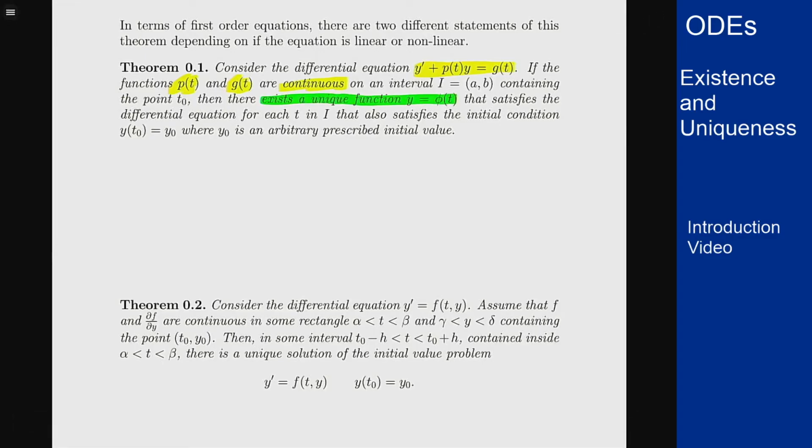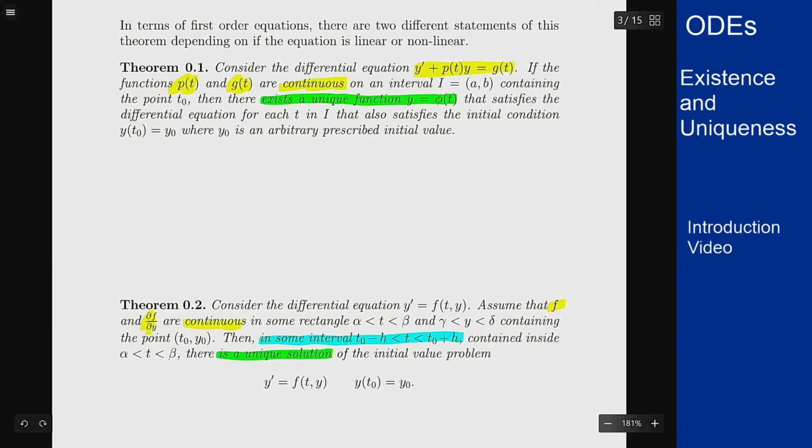For nonlinear, it gets a little more complicated. For nonlinear, if you do know that both f and the partial derivative of f with respect to y are continuous, then on some subinterval, I get a solution. So the main difference here is that for the first one, I automatically get a solution on the entire interval. Great. For the second one, I don't know if it's going to break at some point, but at least for a small time window, I get a solution.